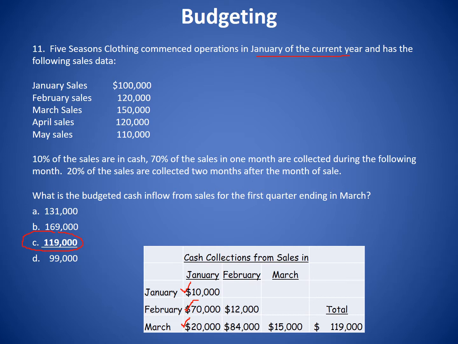In February, we had $120,000 worth of sales, so therefore we collected 10% in the month of February. We then collected 70% in the month following, and that would be $84,000 for February. Now we look at our March sales. Again, we collected 10% of our March sales, which are $150,000. So we collected $15,000 of our March sales in March. So we add up our total cash inflow from January, February, and March, and it totals the $119,000.